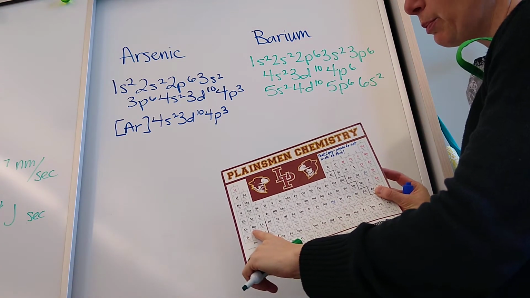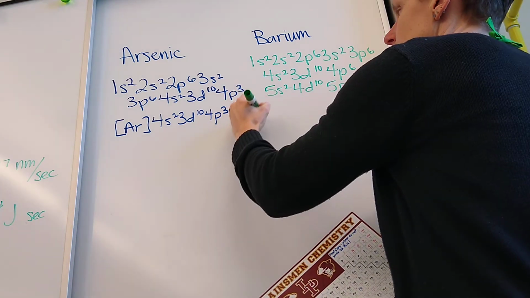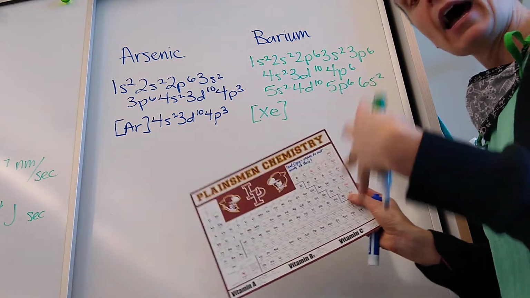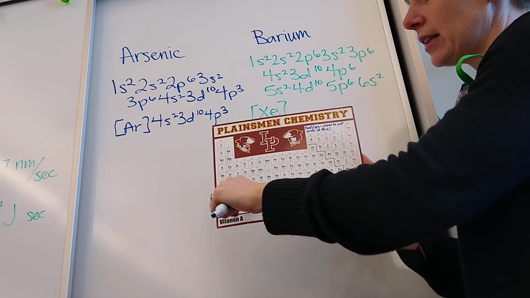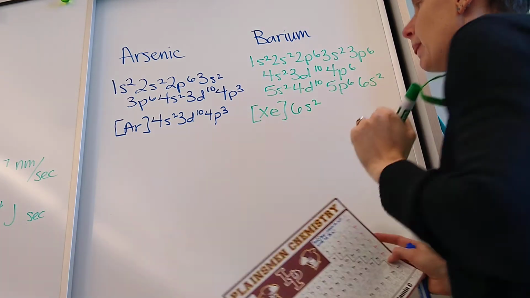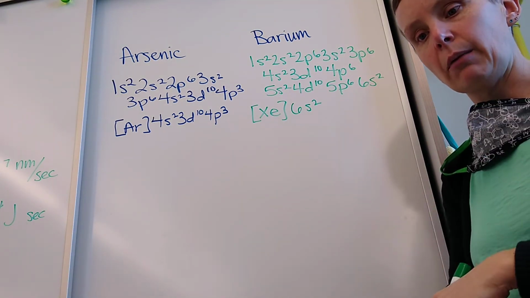Barium right here, its previous noble gas is xenon, so I'm going to put a little Xe in brackets and finish it with everything that comes after xenon to get to barium. Well, after xenon, we just have the 6s, and there's barium right there, so 6s2. Okay? All right, so that's number 1. We've done the first part of each element.